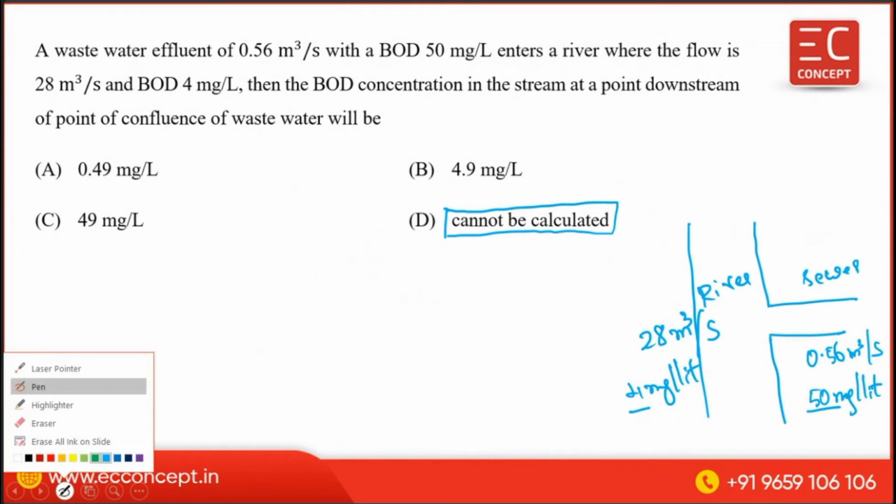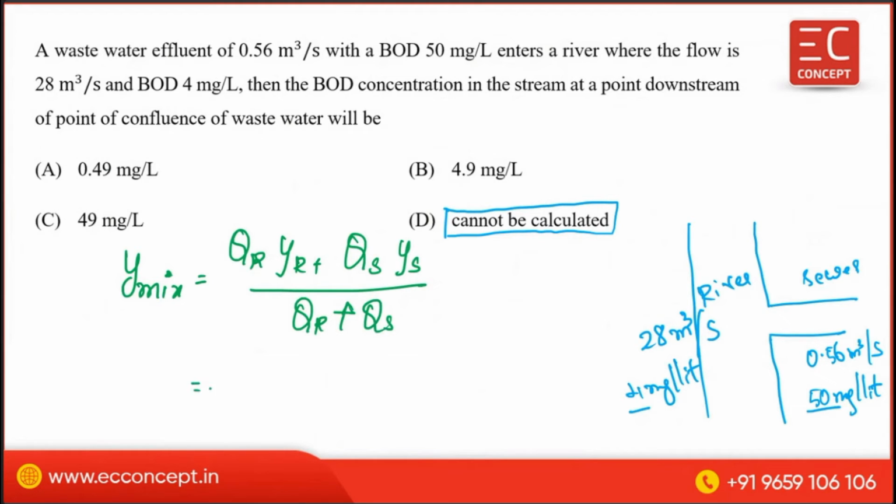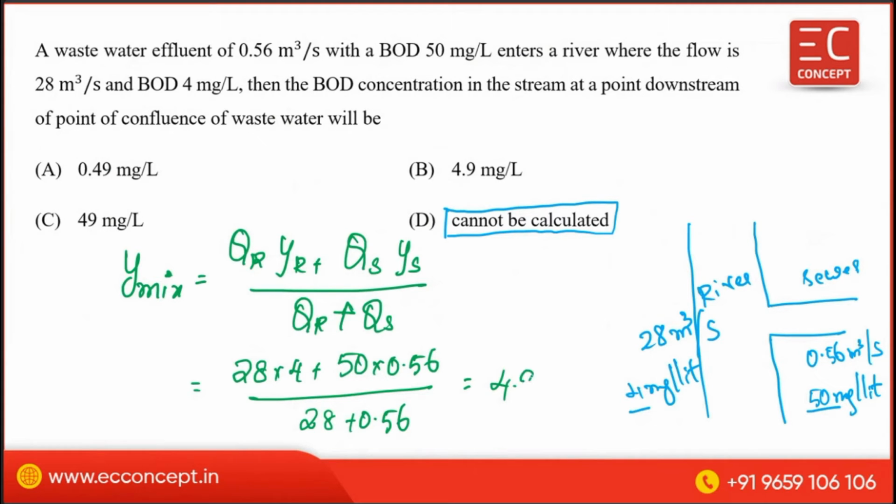Okay, so BOD of the mix. So discharge from the river, BOD from the river plus discharge from the sewer, BOD from the sewer divided by sum of discharge from the river and discharge from the sewer. Then it is 28 into 4 plus 50 into 0.56 divided by 28 plus 0.56. Okay, so it is a laborious process. You make some calculation, and the final result will be 4.9 milligram per liter. It is option B.